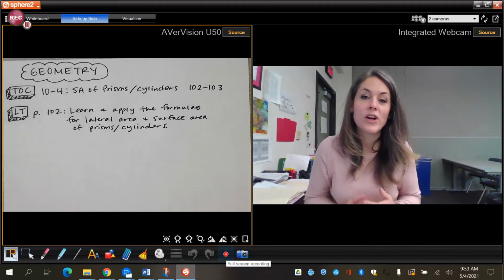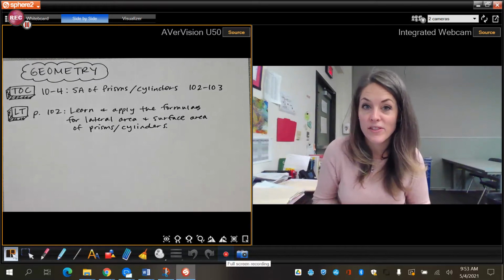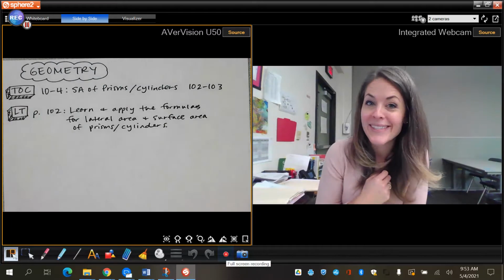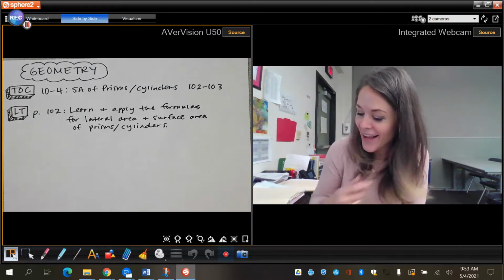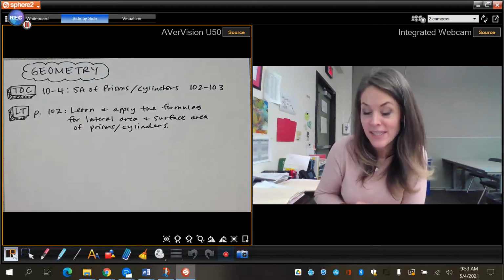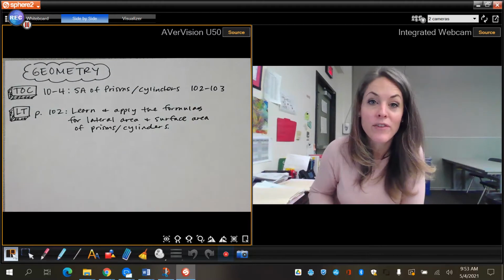So now we're going to start taking those three-dimensional solids and figuring out how to find surface area. So this is section 10-4. I realized that we did skip some sections. Don't worry about that. So here is section 10-4. It's surface area of prisms and cylinders. It's going to go on pages 102 to 103 of your notebook.